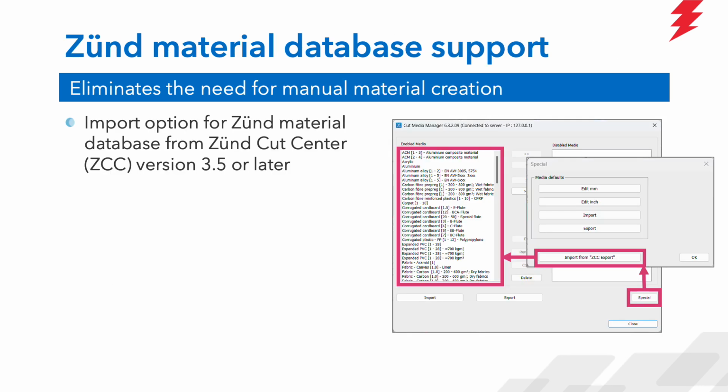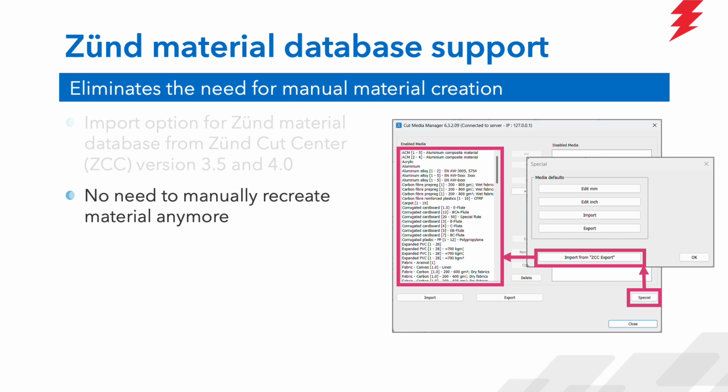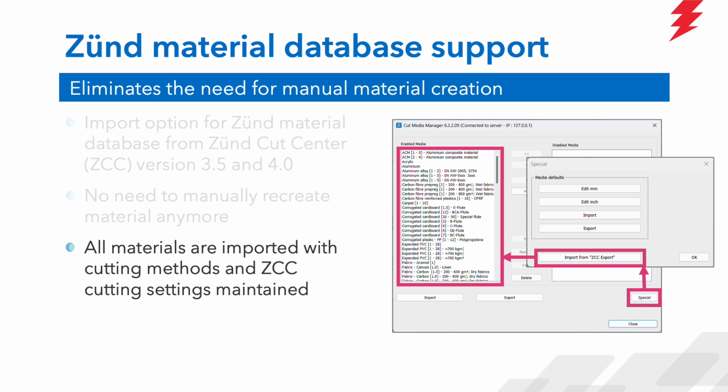Click on the special button in Cut Media Manager and a window will open with an option to import from ZCC Export. Click this button and you will be able to import a Zund Material Database file that you have exported from Zund Cut Center version 3.5 or later. This eliminates the need to manually recreate your Zund material list in Prep-It. The entries imported using this feature will include your Zund Cut Center cutting methods and cutter settings.